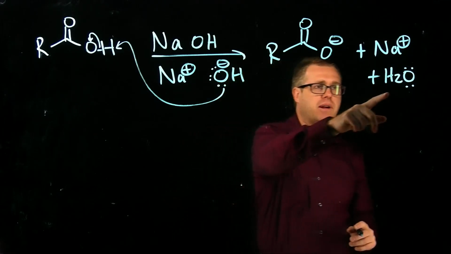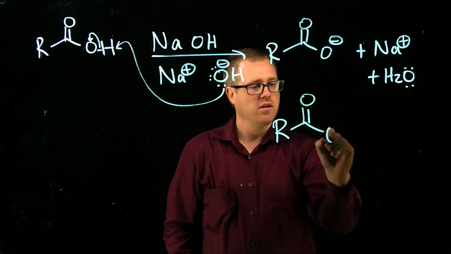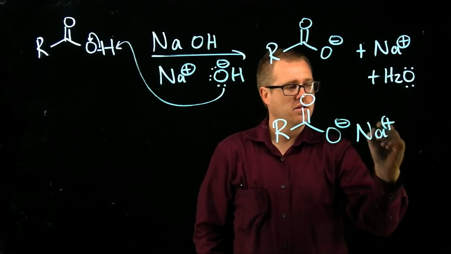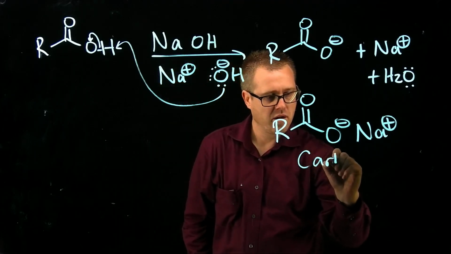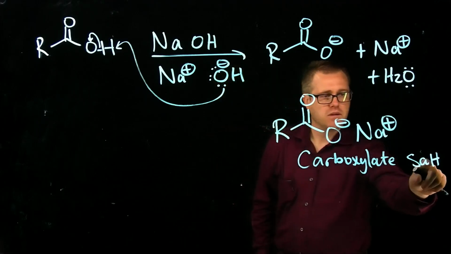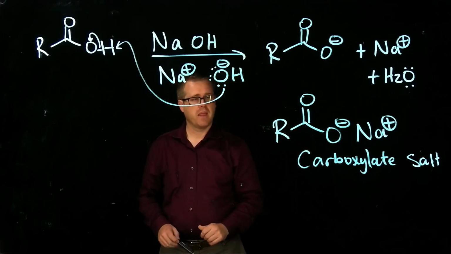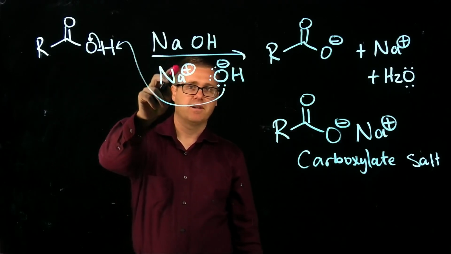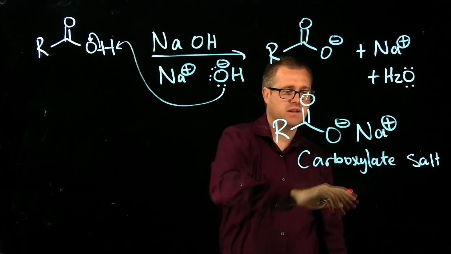Now, when you evaporate all of the water, what's going to be left behind is the carboxylate and then sodium. And so we've just generated a carboxylate salt. That's not an H. A carboxylate salt. So, thing to remember, carboxylic acids in the presence of base, you're going to make the carboxylate. And then if you evaporate off all the water, it turns into the carboxylate salt.